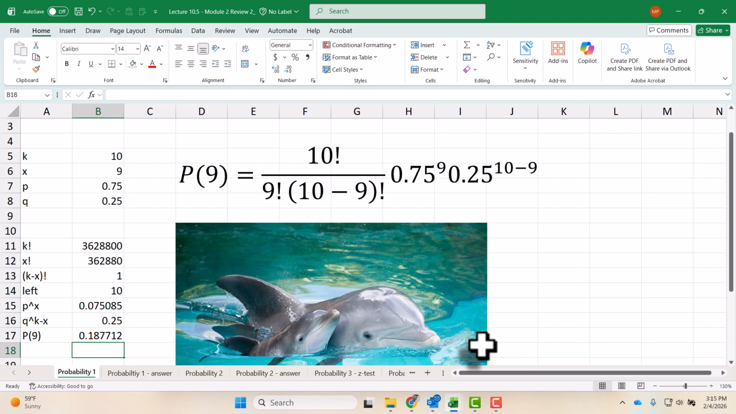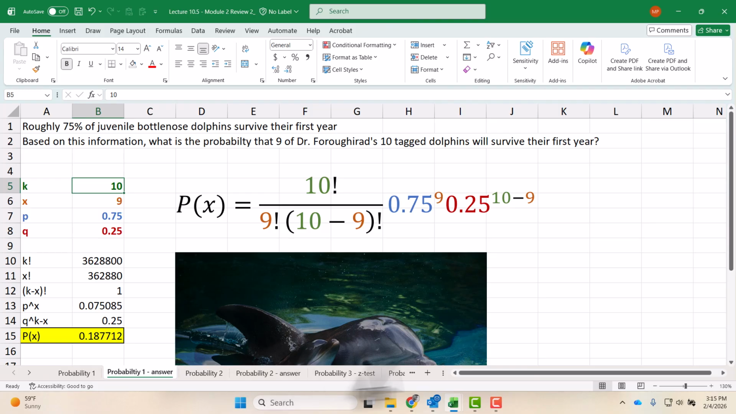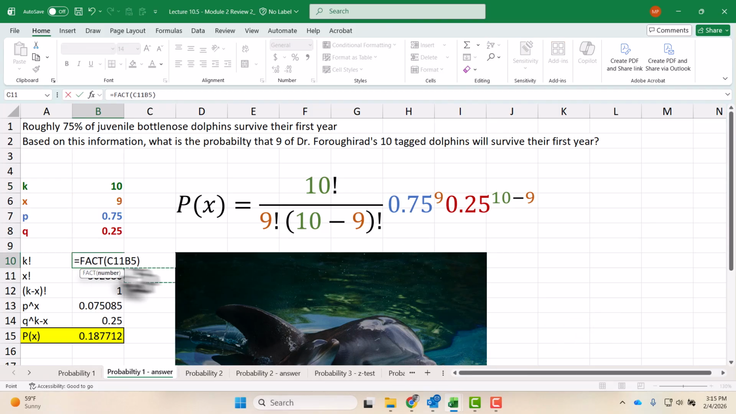So what this tells us is there's a slightly less than 19% likelihood that, if previous information tells us that 75% of these dolphins are going to survive, 90% of those dolphins are going to survive. If you go to the tab where it says probability 1 answer, it walks you through each one of those steps, looking at the respective formulas.